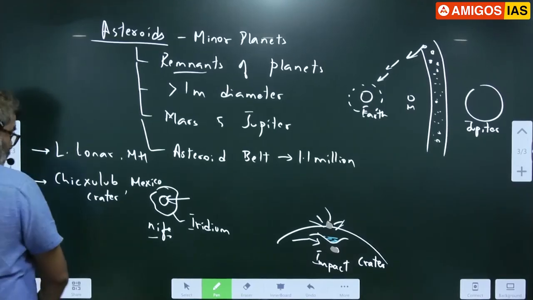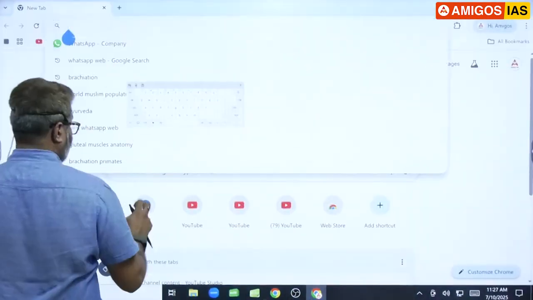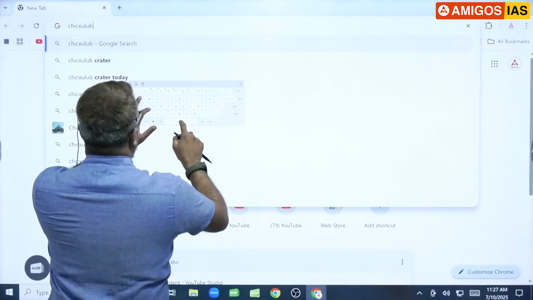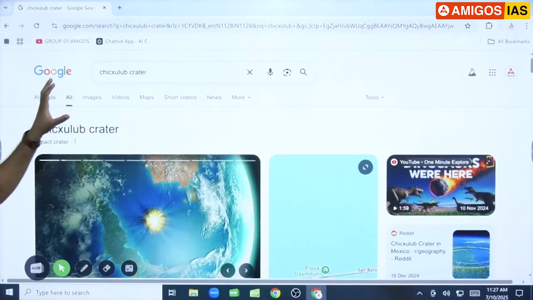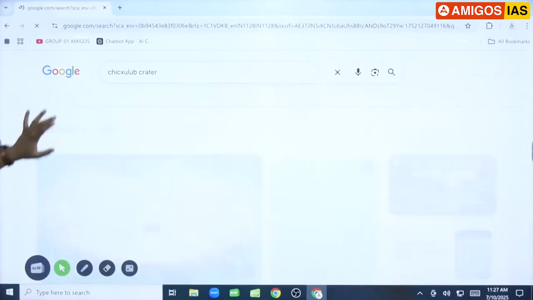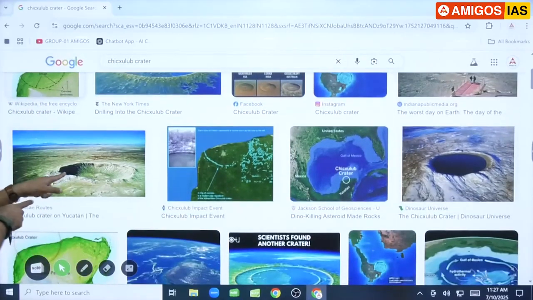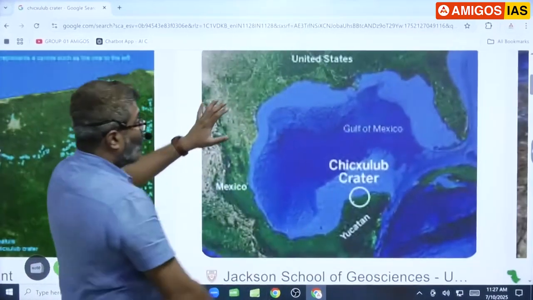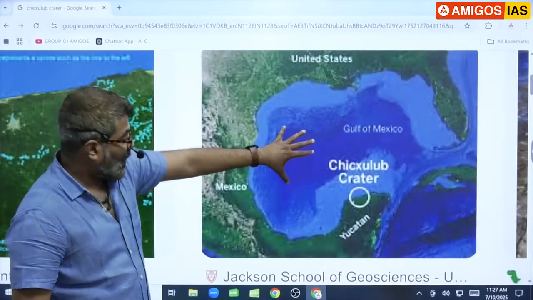I'll show you this one. Crater lake I'll show you. I'll show you Chicxulub first. See, this is an asteroid. So this fell somewhere in North America. Chicxulub crater. It left behind this kind of depression, crater. So all of you know this is USA, Mexico. This is the Gulf of Mexico. Today it's called the Gulf of America. So this is Chicxulub crater here.